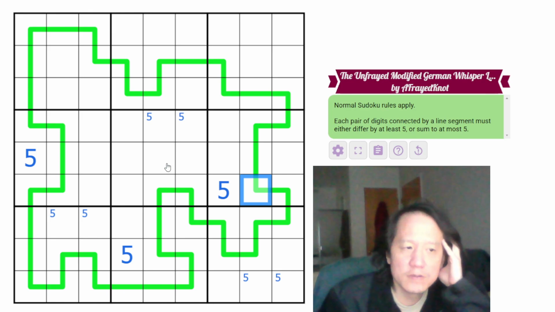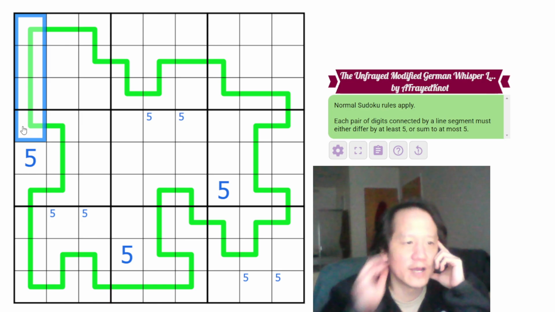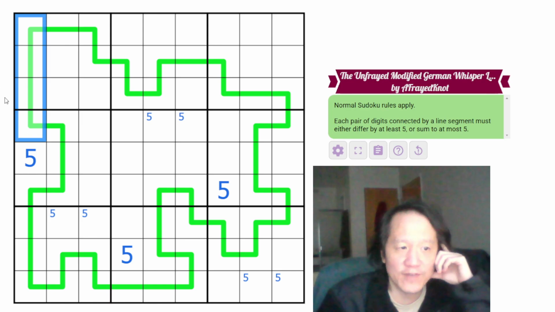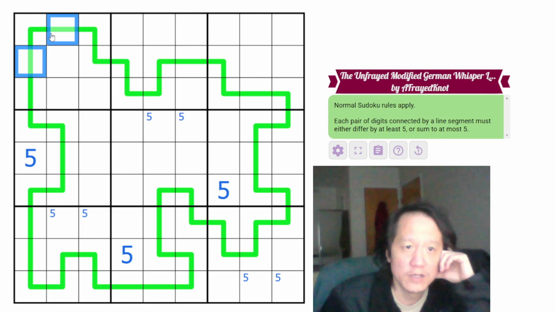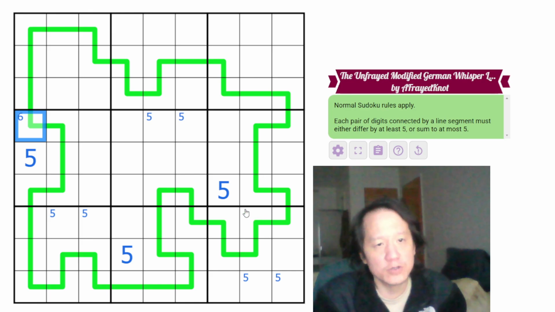6 is interesting. 6 can only be next to one unique digit on the German whisper line. So where is 6 then in column 1? Because 6 can never add up with another digit to 5 or less, 6 can only be next to 1 on a German whisper line. So this is next to 2 on this, even a modified German whisper line. So this cannot be 6 because it's next to 2 unique digits. This cannot be 6 because it's next to 2 unique digits. Neither can this. This one could be. So this one could be 6.